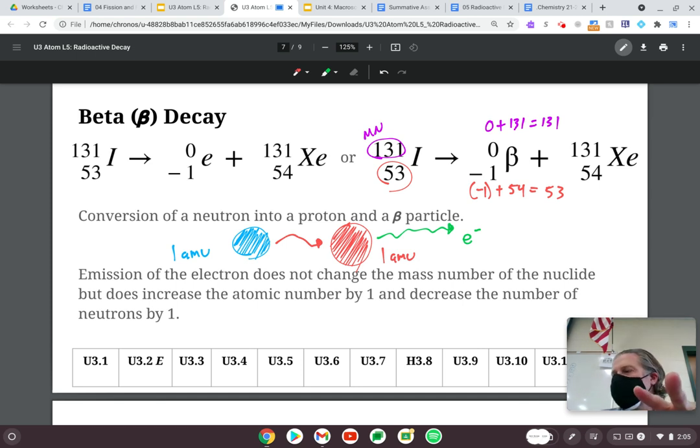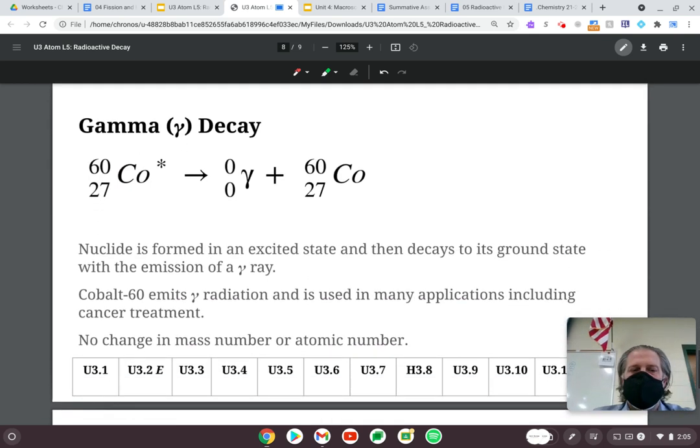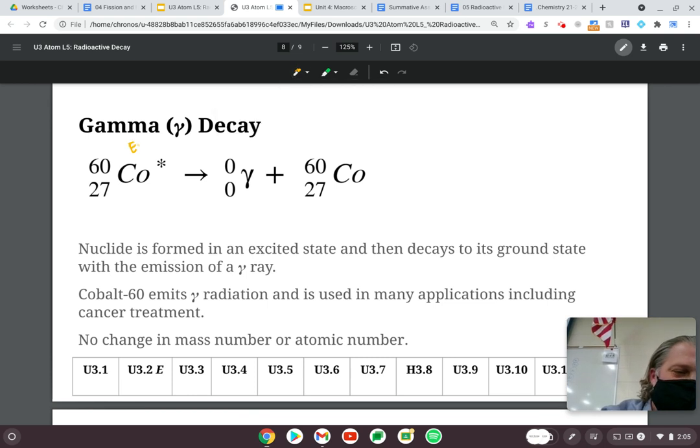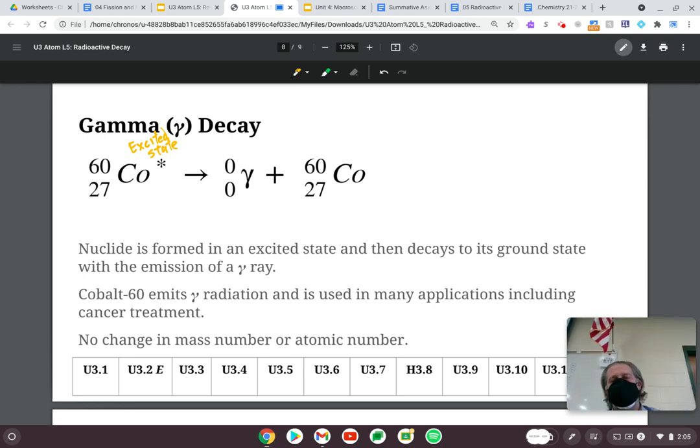Questions? We'll practice it. Gamma decay occurs when you have an excited atom in its excited state and it gives off energy.